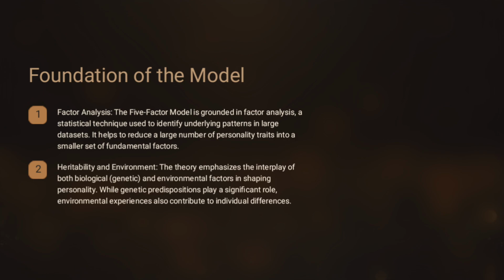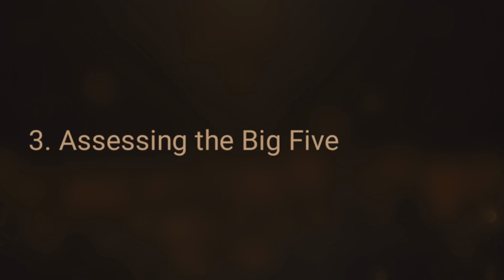Number two is heritability and environment. The theory emphasizes the interplay of both biological, genetic, and environmental factors in shaping personality. While genetic predispositions play a significant role, environmental experiences also contribute to individual differences.